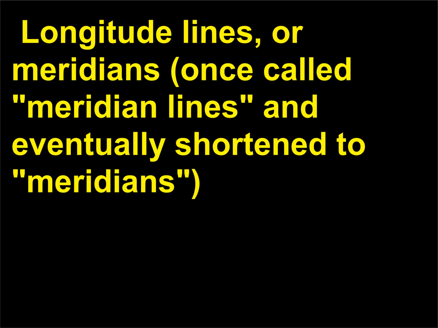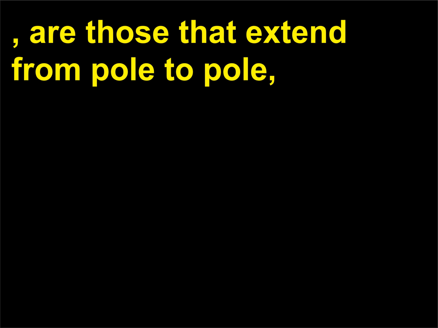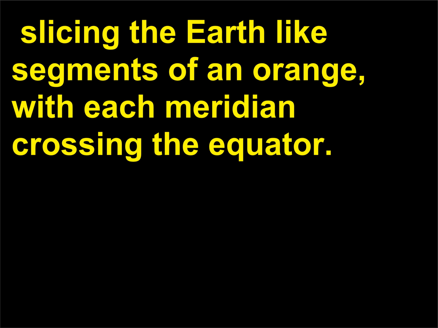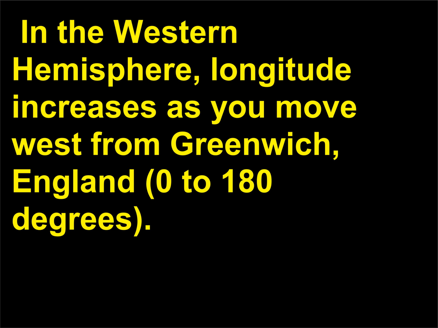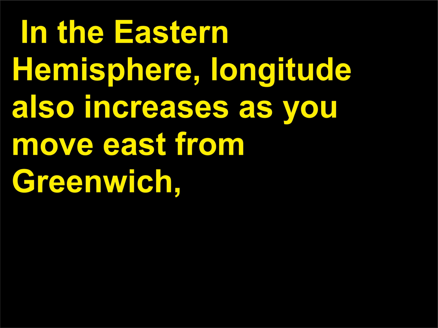Longitude lines, once called meridian lines and eventually shortened to meridians, are those that extend from pole to pole, slicing the Earth like segments of an orange, with each meridian crossing the equator. In the Western Hemisphere, longitude increases as you move west from Greenwich, England, 0 to 180 degrees. In the Eastern Hemisphere, longitude also increases as you move east from Greenwich, England, again 0 to 180 degrees.